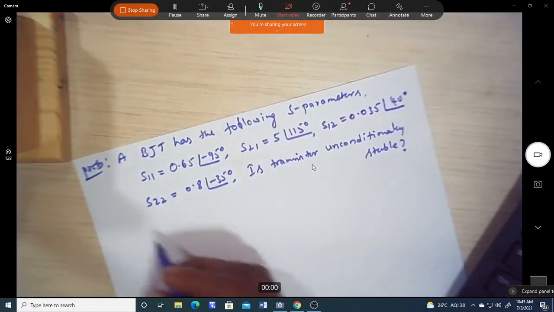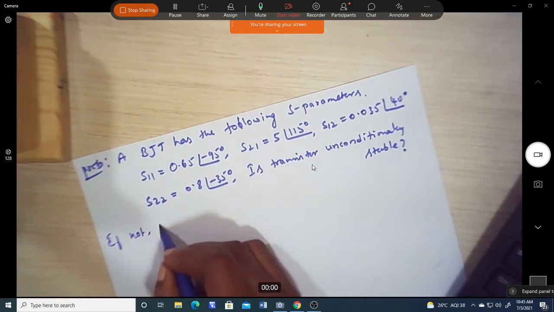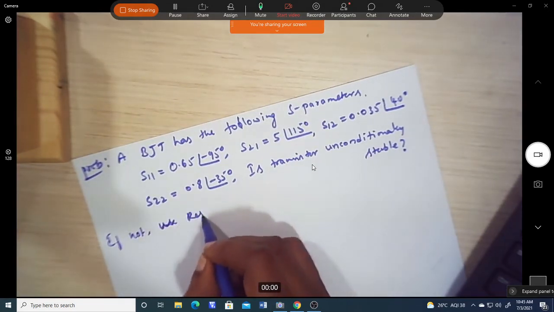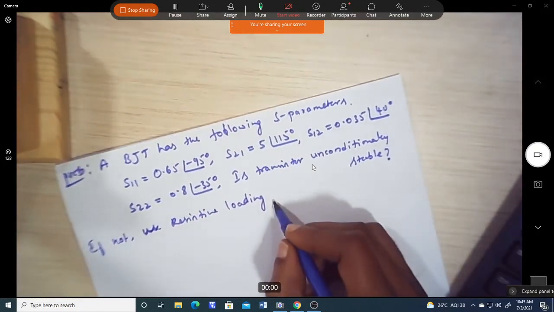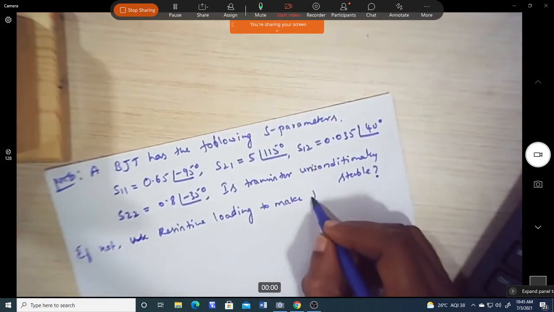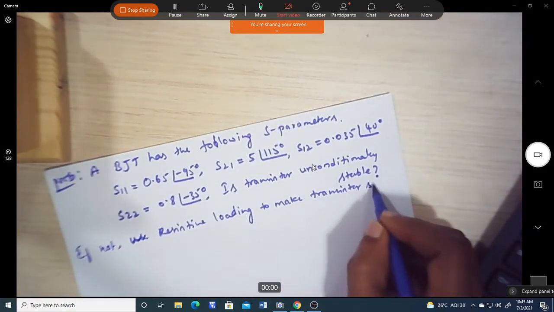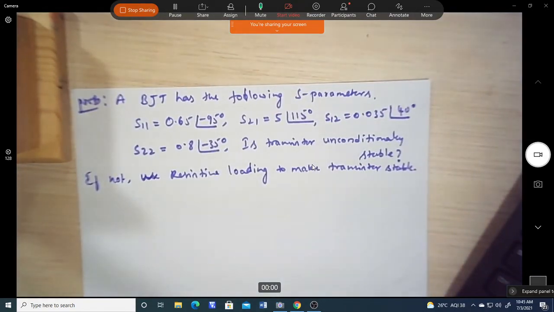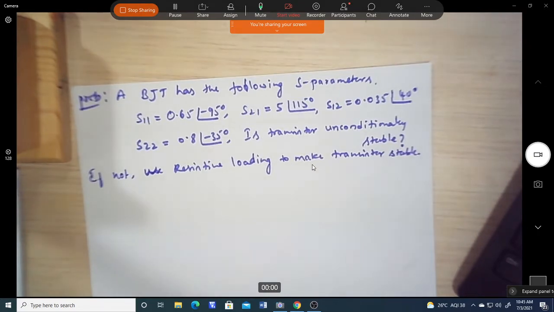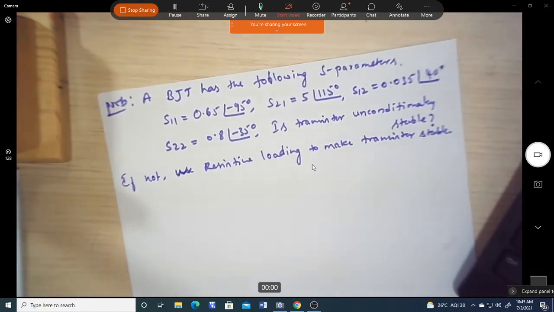Okay, if not, use resistive loading to make the transistor stable. Now, in order to improve the gain, we can also add negative feedback. Relatively, it will reduce the input and output VSWR and also improve the gain. So along with that resistive loading, we have to use the negative feedback.